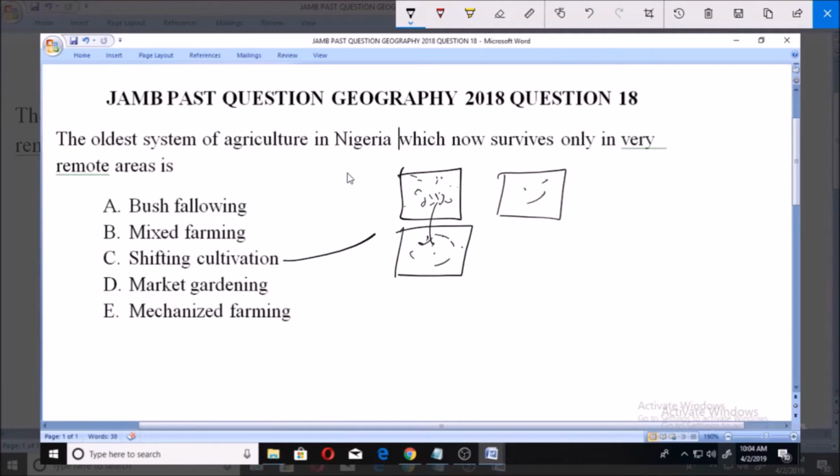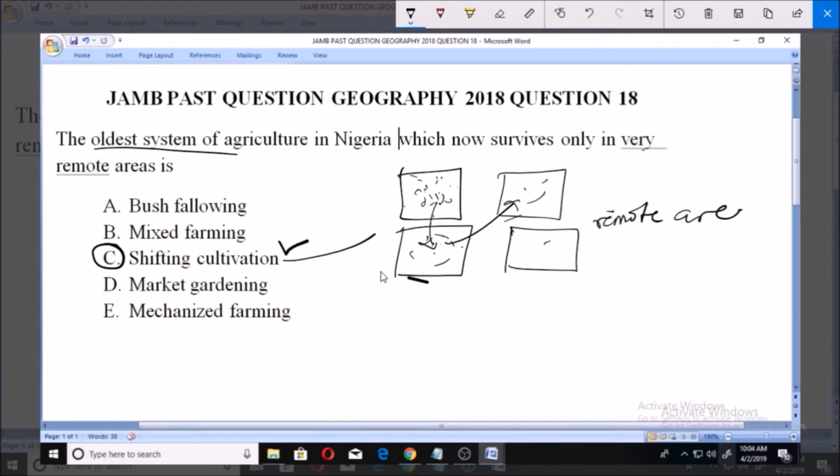But because of the availability of land in the olden days, in this oldest system of agriculture, you can shift from one place to the other, and we call this system of farming shifting cultivation. This time around, it can only be seen in very remote areas where they still have land. As development happens, there is less possibility of having shifting cultivation in urban areas. So you see this in remote areas now. So the right answer is shifting cultivation, C. Thank you.